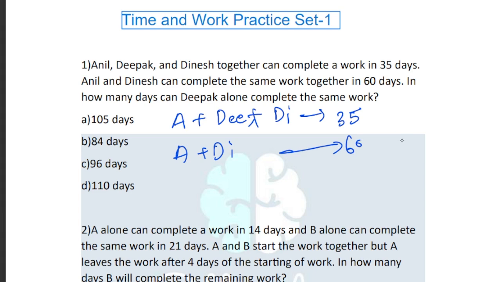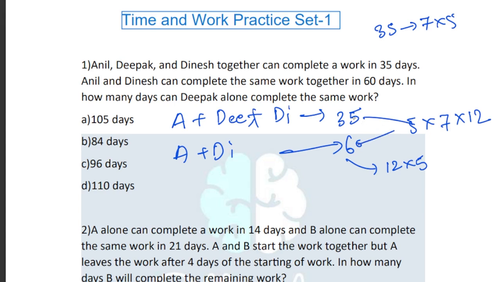All right. So here we are going to assume the total work. So how to assume the total work? We take the LCM of these. So how to take the LCM? 35 is 7 multiplied by 5 and 60 is 12 multiplied by 5. So 5 is common, so the LCM will be 5 multiplied by 7 multiplied by 12. Right? So here 35 is 7 multiplied by 5. That means if I divide this number by 35, I will get 12. And if I divide this number by 60, 60 is 12 multiplied by 5, so I will get 7 here.